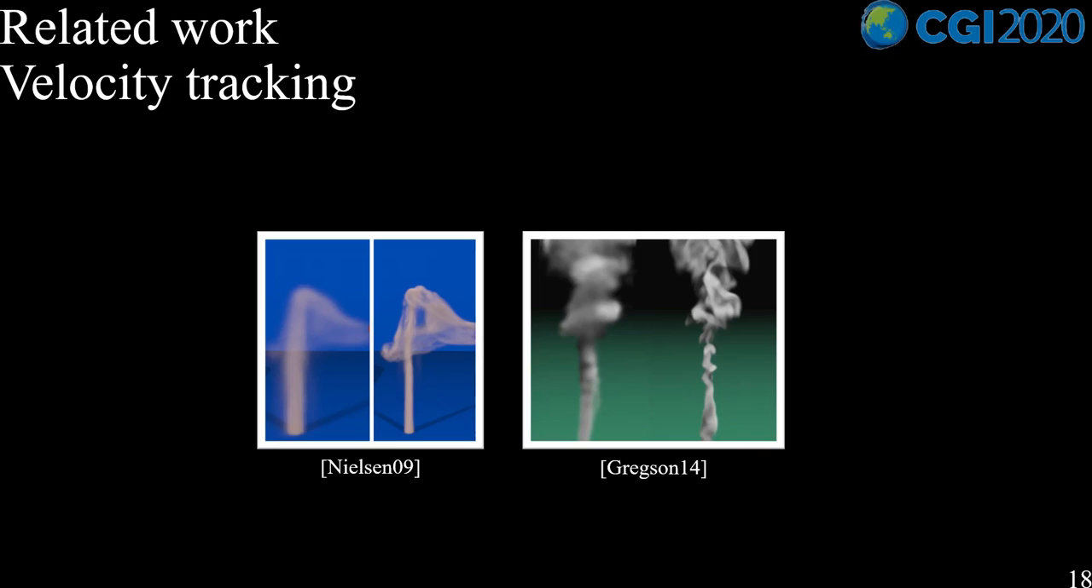Similarly, Gregson and colleagues track tomography data. Their method does not focus on density matching and thus fails to reproduce the density distribution of the input data. Smoke density being what we observe, faithfully reproducing it when performing up resolution is crucial in order to generate a predictable high-resolution smoke simulation.